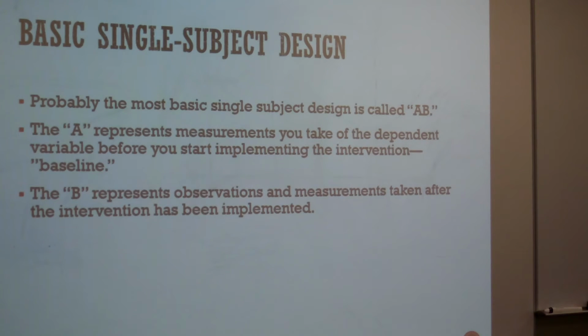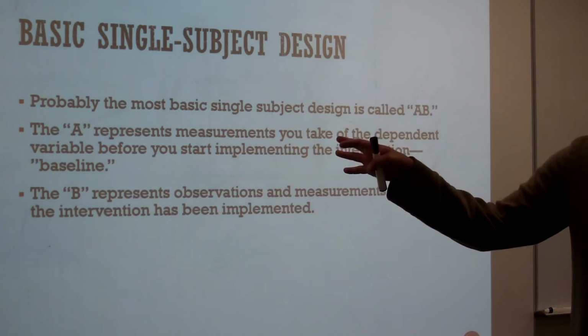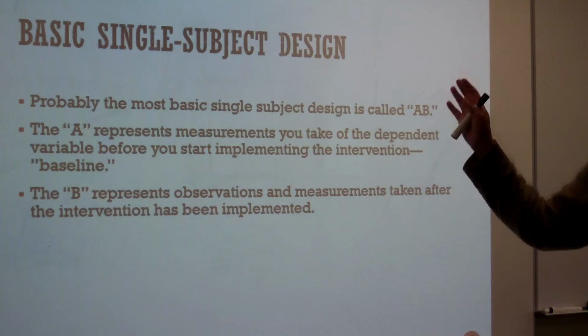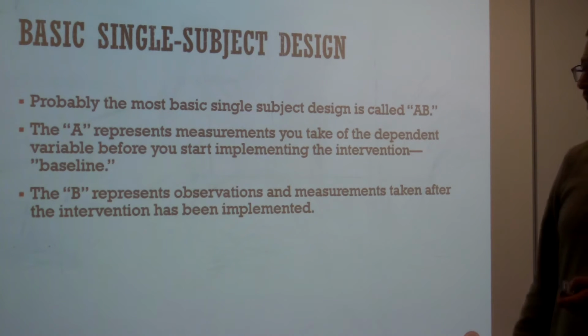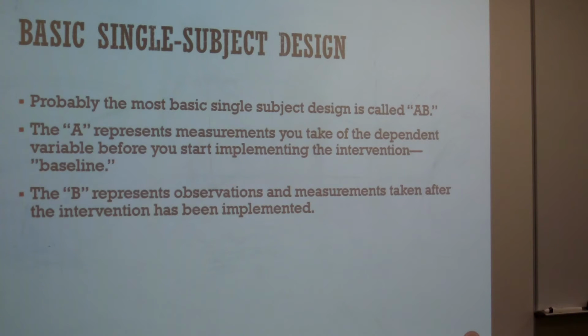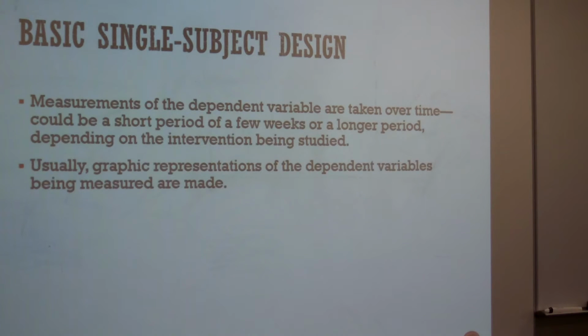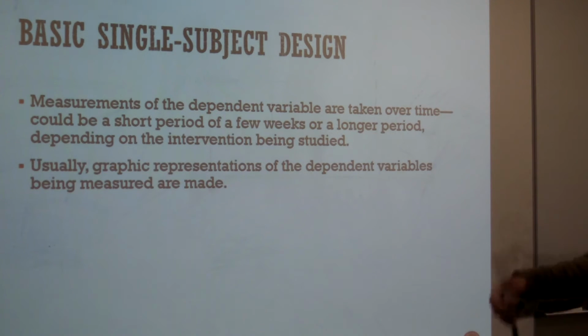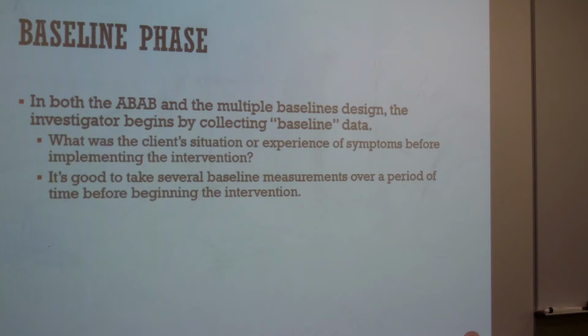We've already talked about what A represents and B represents. The most basic single subject design is called AB. Again, A is the baseline when you are not providing the intervention, just collecting data, and B is the effect after you have provided the intervention. Measurements of the dependent variable, in our case stress, are always taken over time, and represented graphically.